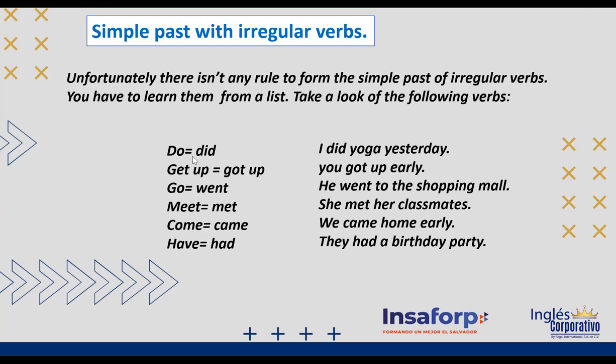Yes, every verb has its simple past tense form. And I have here some examples. I did yoga yesterday. You got up early. He went to the shopping mall. She met her classmate. We came home early. They had a birthday party. So this is the past form of these verbs. Any volunteer to practice these sentences, please? Who wants to practice those sentences?